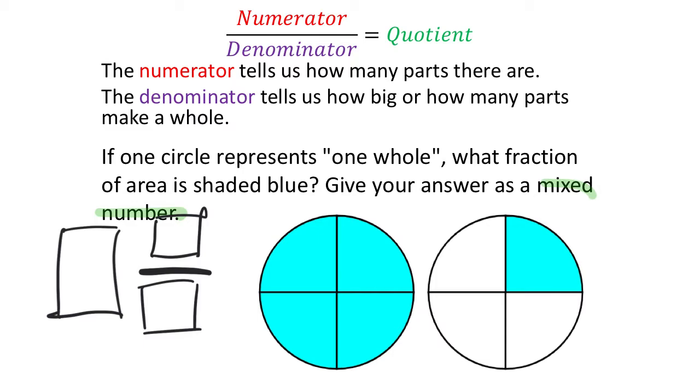Okay? Now again, the whole number here, the big number in the mixed number, is just how many whole pieces there are, fully shaded figures. And for this one, I just see one fully shaded circle. So that would be my whole number. I'll make that a little bigger right there, 1.